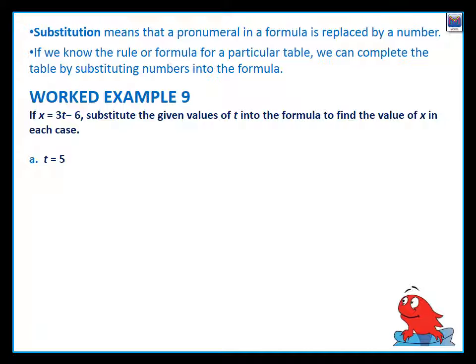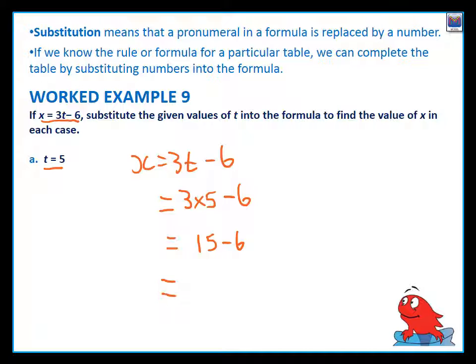So for example, we've got x equals 3t minus 6, and it's told us that t equals 5. So if x equals 3t minus 6, and we know t equals 5, 3 times 5 minus 6. We write the 5 in instead of the t. 3 times 5 is 15. Now we do our simple order convention, and 15 minus 6 is 9.